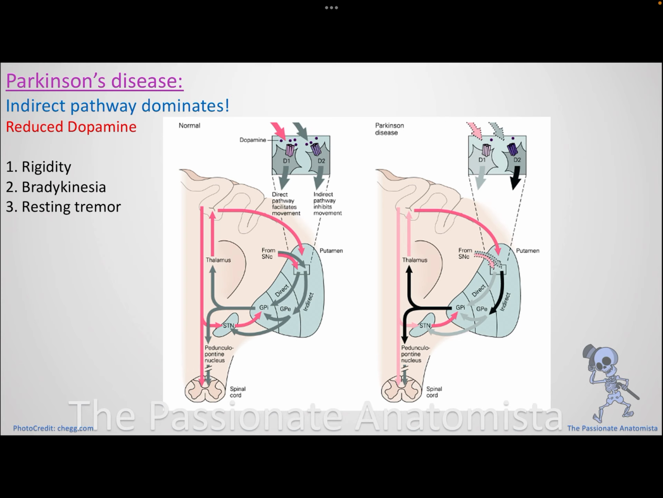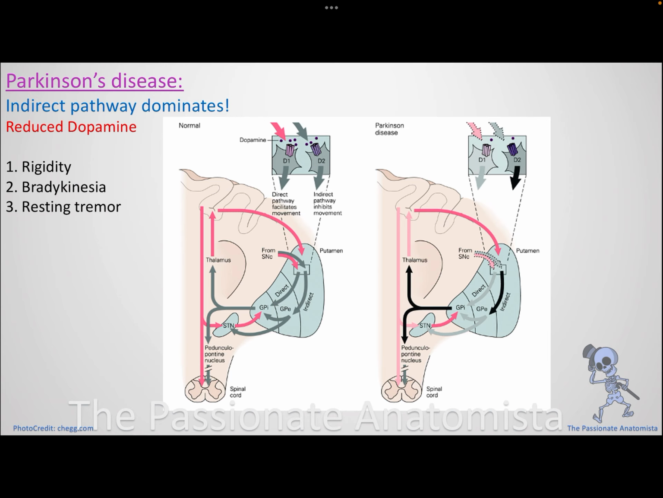Now, I cannot stop the globus pallidus internus from stopping the thalamus from doing the movement. Globus pallidus internus is very active now. It is holding my thalamus back. I cannot do movement. I will have rigidity. I will have bradykinesia. Okay, so in that case, I have a problem. I cannot do a movement.